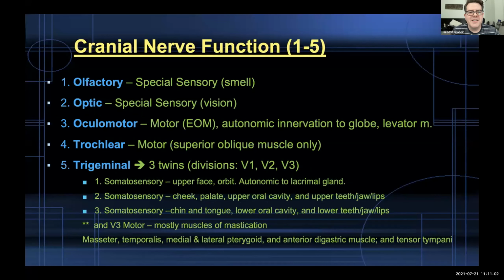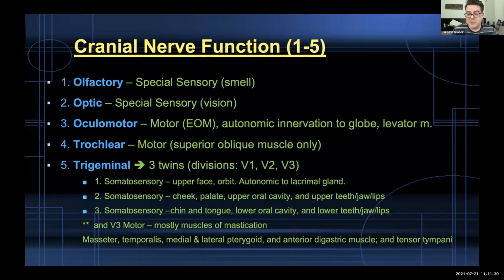Next. All right, so function. Cranial nerve 1 is the olfactory nerve. That is a special sensory nerve. It's smell. Okay, that's it. Cranial nerve 2 is the optic nerve. That's special sensory. That's your vision. That's all it does. 3 is motor to most of your muscles that control your eye movements and does have some autonomic innervation. 4 is a small little motor nerve we'll go through. 5 is very complicated, and we'll get there. As you can see on that list right there, it has a lot of sensory sensation to your face.